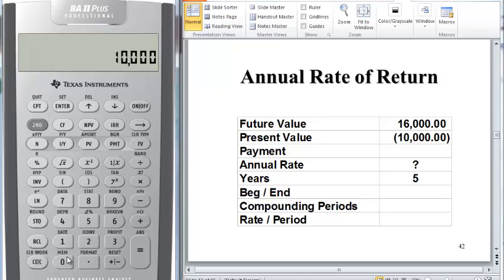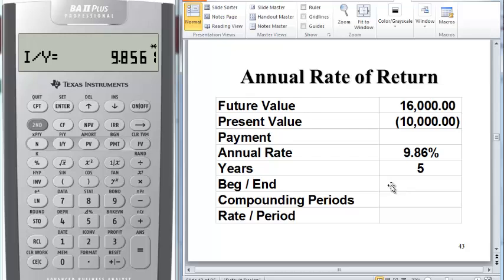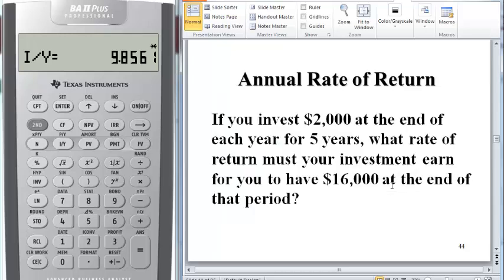I invest $10,000 today, present value, to receive $16,000 in the future value. This is done over 5 years, and whenever I compute for IY, what do I get? I'm getting 9.8561. That's the rate at which my capital would need to earn to turn 10,000 over 5 years into $16,000.